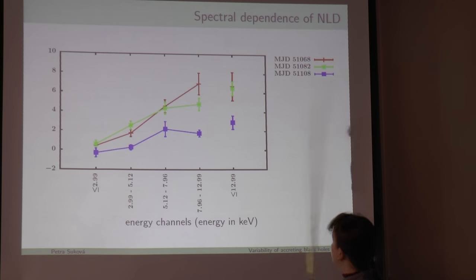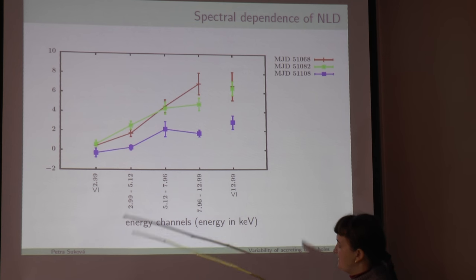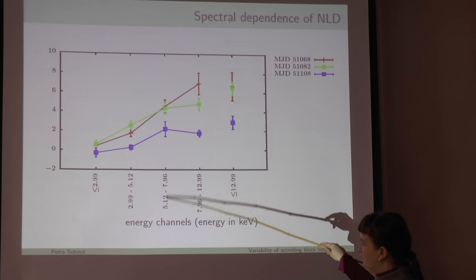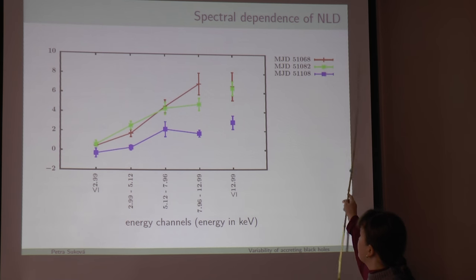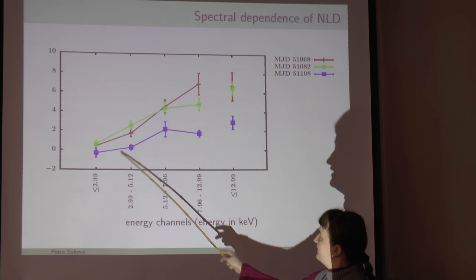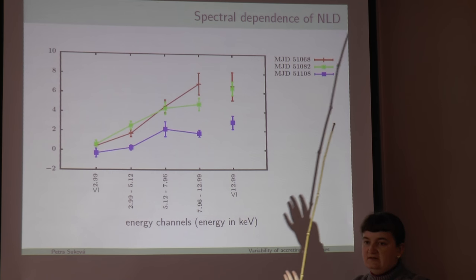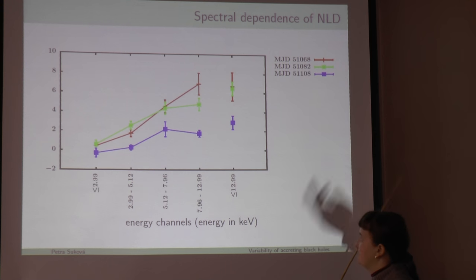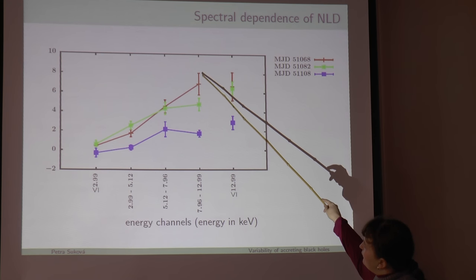We were also trying to look at the spectral dependence of our indicator. So we chose four different energy bands or energy channels: less than 3 kiloelectron volts, from 3 to 5.1, from 5.1 to 8, and from 8 to 13. We computed the same for three chosen observations from the first epoch. The red one is the first observation, the green one is somewhere in the middle of the first epoch, and the blue one is at the end of the first epoch of the outburst. The problem with this is, of course, that if you make your energy band smaller, then you have a smaller count rate, so a small number of points, so the data is more noisy.